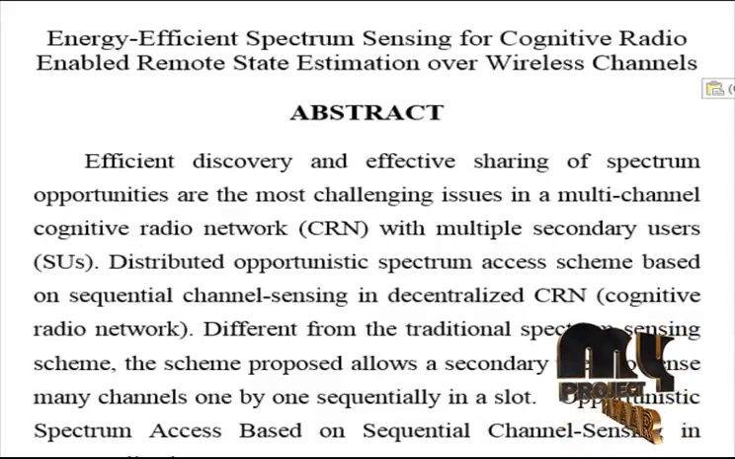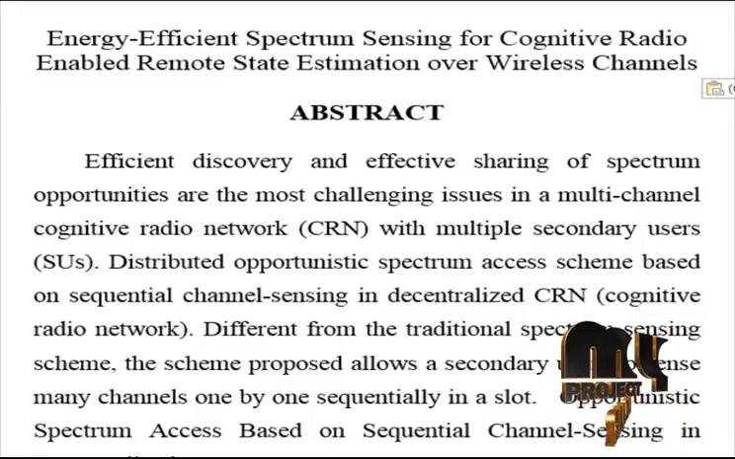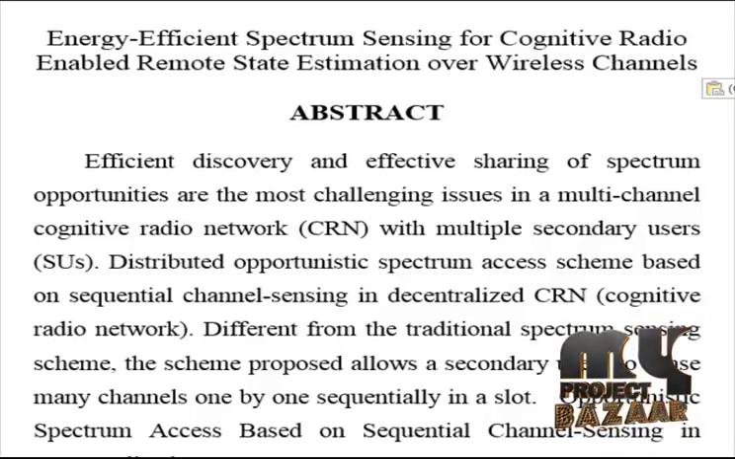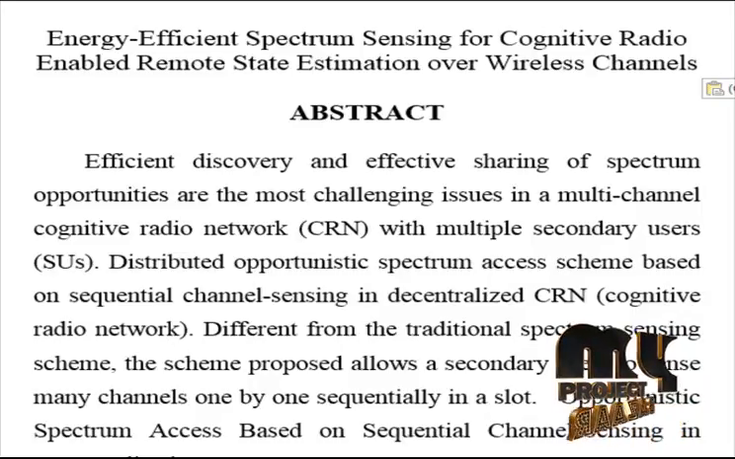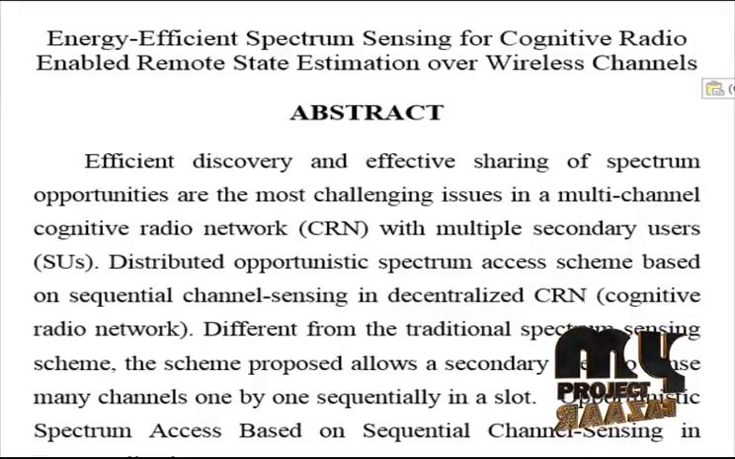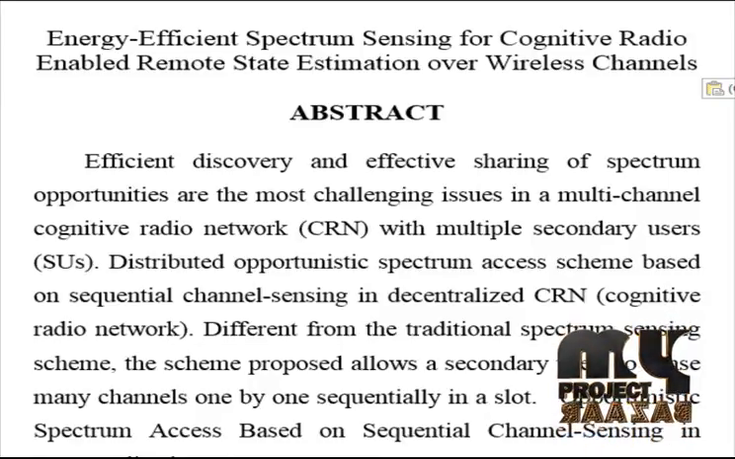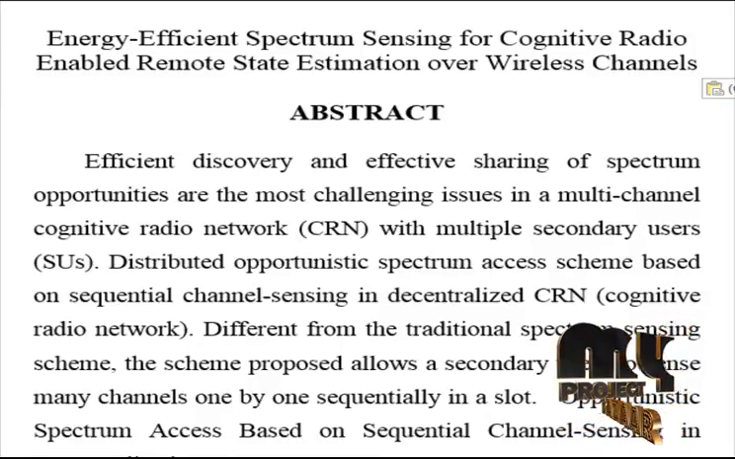Energy efficient discovery and effective sharing of spectrum opportunities are the most challenging issues in a multi-channel cognitive radio network with multiple secondary users. A distributed opportunistic spectrum access scheme based on sequential channel sensing in decentralized CRN. Different from the traditional spectrum accessing scheme, the proposed scheme allows a secondary user to sense many channels one by one sequentially in a slot.